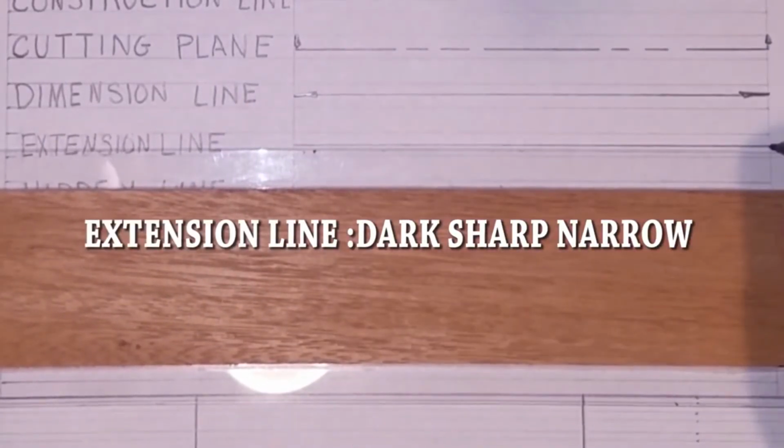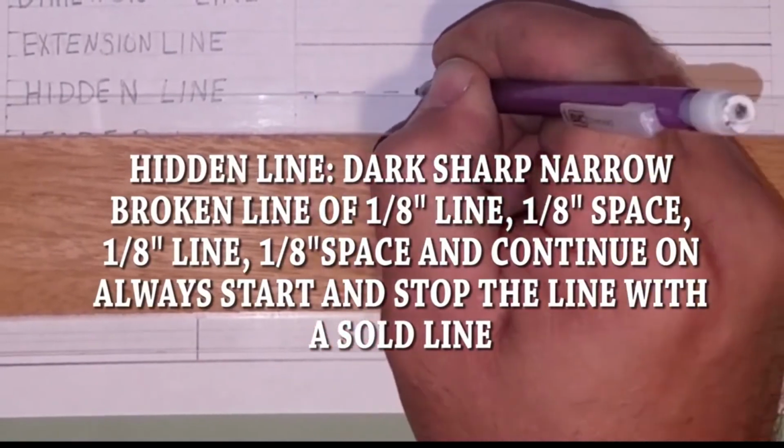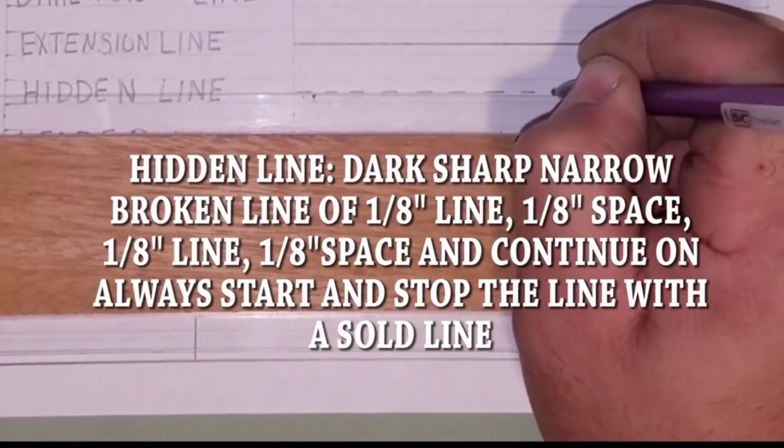Now, the next one we're going to do is an extension line. An extension line is a dark, sharp, narrow line. Again, centered. A hidden line is going to be a dark, sharp, narrow, broken line consisting of a 1/8 inch line, a 1/8 inch space, a 1/8 inch line, a 1/8 inch space, and continue from start to stop.